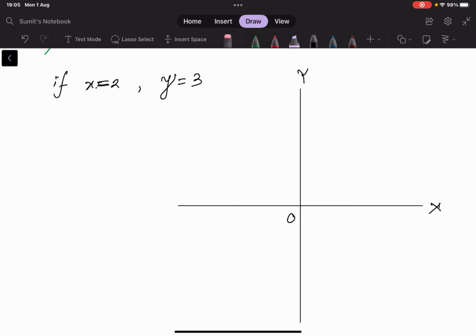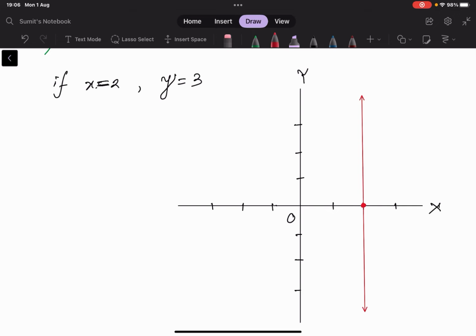What is x equal to 2? Suppose this is x equal to 1, x equal to 2, then 3. Again here 1, 2, 3, taking a 1 centimeter gap. Then 1, then 2, then 3. So what is x equal to 2? X equal to 2 means that point only that I am marking. So how to draw this? X equal to 2 means it is a straight line which passes through x equal to 2, and that will be like this.